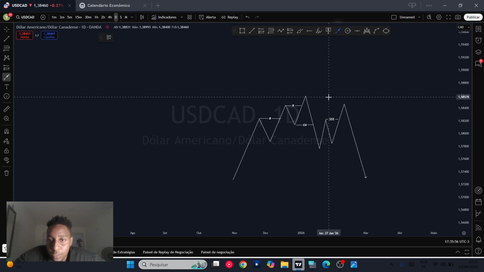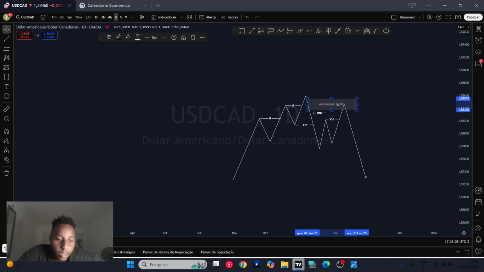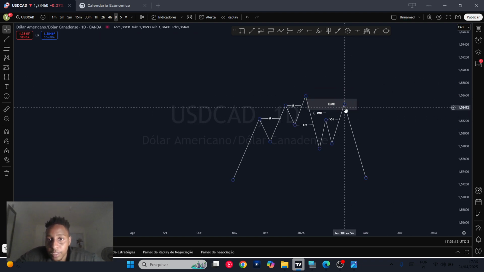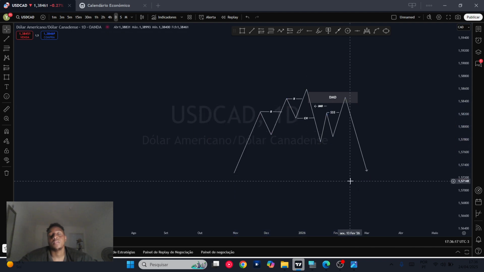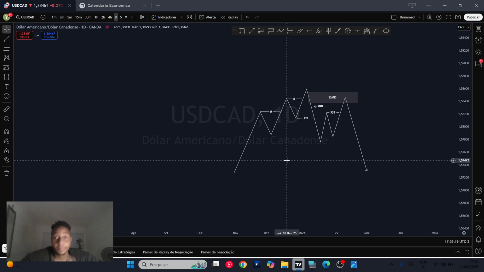So within this liquidity, it created an imbalance, or fair value gap, or inefficiency right here, and then price created a demand or order block entry zone. So you enter, you sell right here, and then price will drop. So this is the reversal pattern basically.